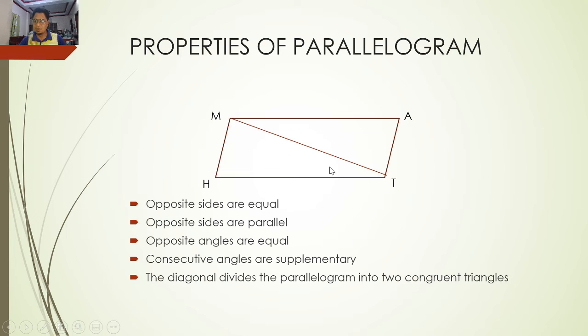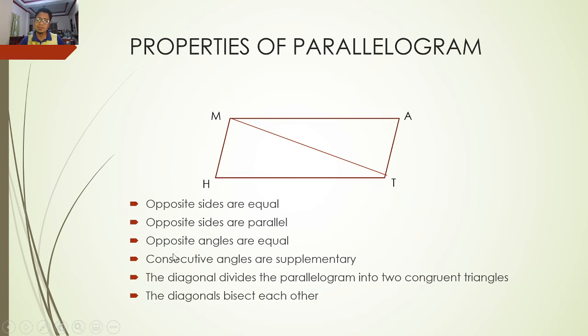Okay. So dito, paano natin masasabing congruent yung dalawang triangles? Ito, kasing haba nito. Yung HT, kasing haba ng MA. Tapos itong MT, kasing haba ng TM. To cut the long story short, pag in-overlap mo ito dito, ipinatong mo, eksakto yung sukat nila. That is what we mean by the diagonal divides the parallelogram into two congruent triangles.